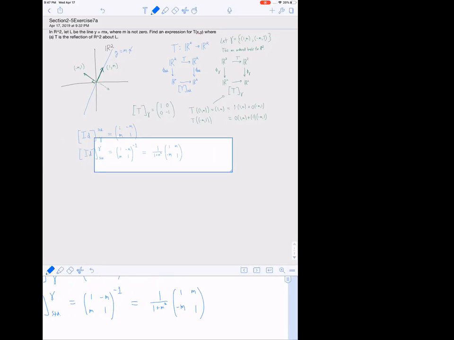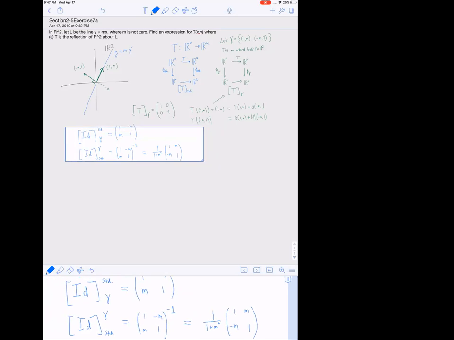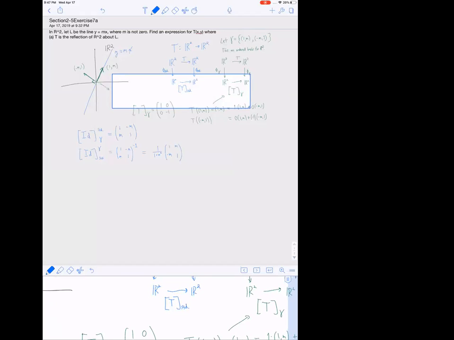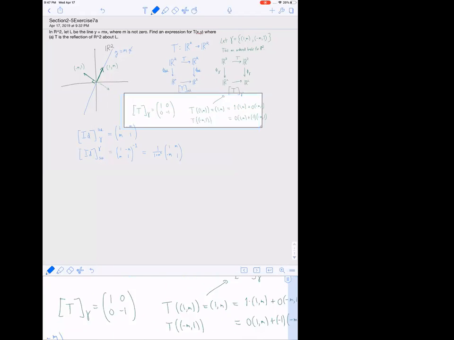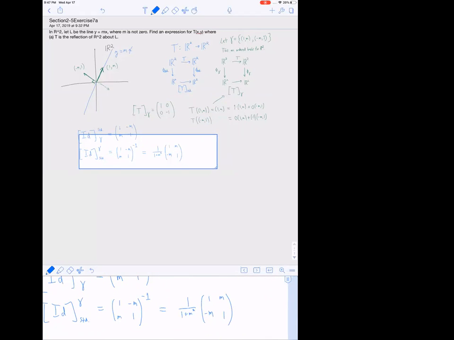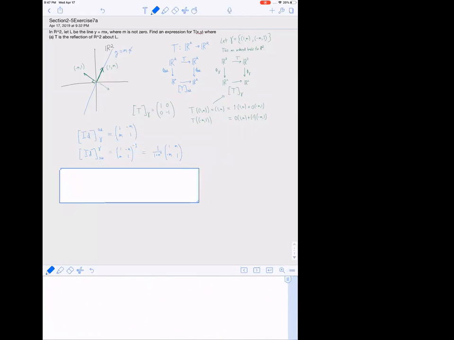So this means that I have all the tools now to be able to write down the matrix for T with respect to the standard ordered basis, because I can write down T with respect to a nicer basis, and I know the change of coordinate matrices that are involved. So let's finally see all of that in action. Well, the matrix for T with respect to the standard ordered basis is equal to the identity. Actually, let me write it this way.